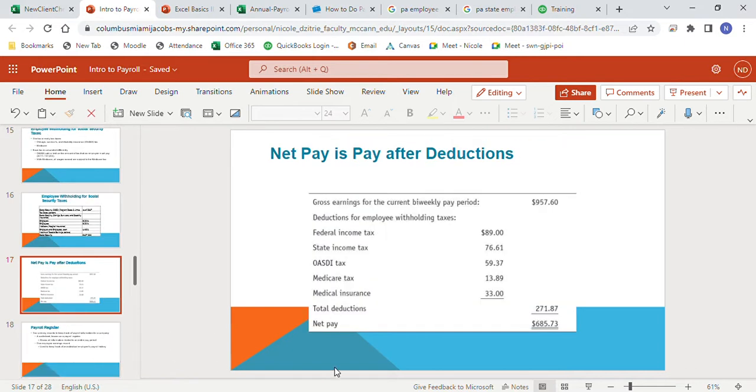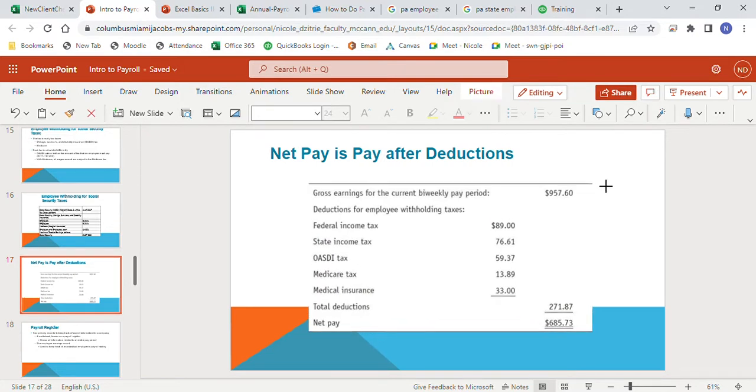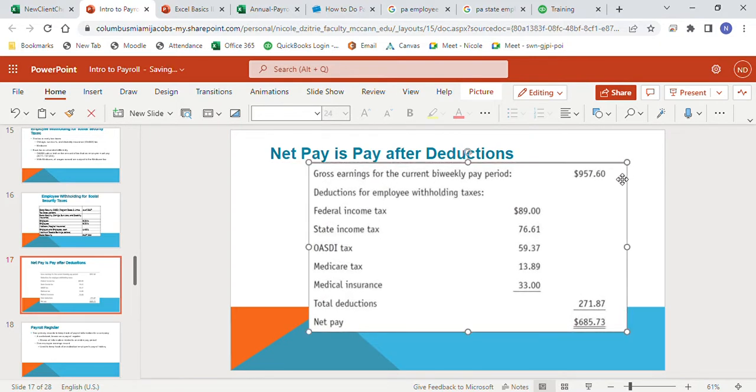All right, so here's an example. Remember earlier we showed that person that made $11 and change and worked for two weeks, and we said they had $957.60. We went to that wage bracket table, which you couldn't see, I wish you could have. You would have seen that when I scrolled over to the allowances, they had a liability of $89 in FIT. Then for the state income tax, you would multiply this number by whatever the percentage is for that state. OASDI would be 6.2%, so we'd multiply this amount by 6.2%.